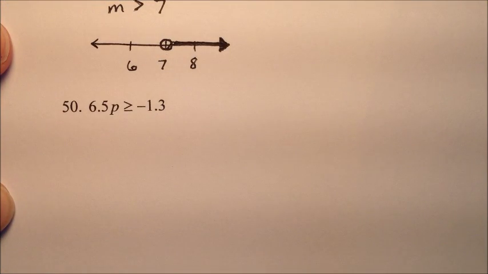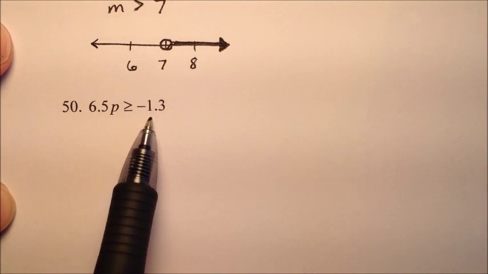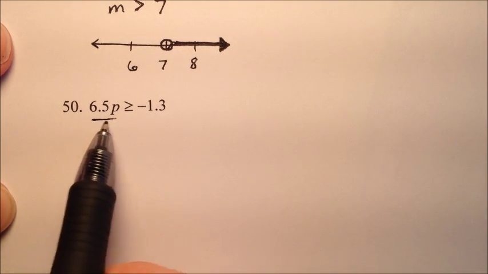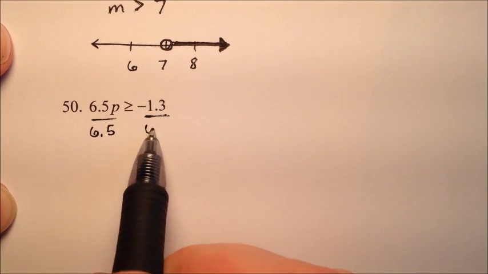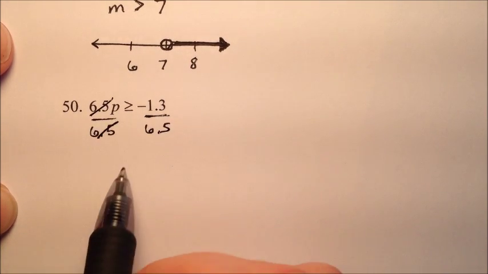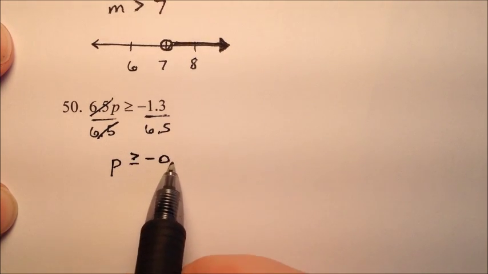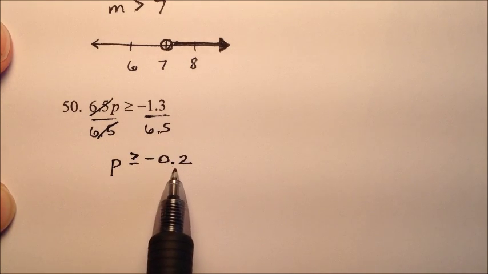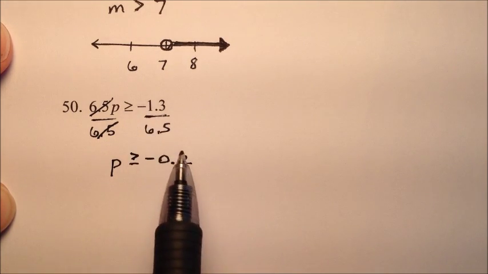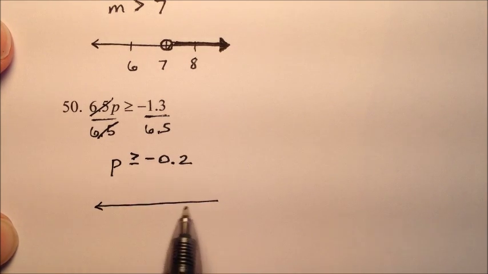The final problem in this set, number 50, is 6.5p is greater than or equal to negative 1.3. So 6.5 is being multiplied by the p, so we're going to divide both sides by 6.5. Our 6.5's cancel, and we have p is greater than or equal to negative 0.2. Because 1.3 divided by 6.5 will be 0.2, and it's a negative divided by positive, so the negative stays. So that's our solution, and then let's graph this thing.